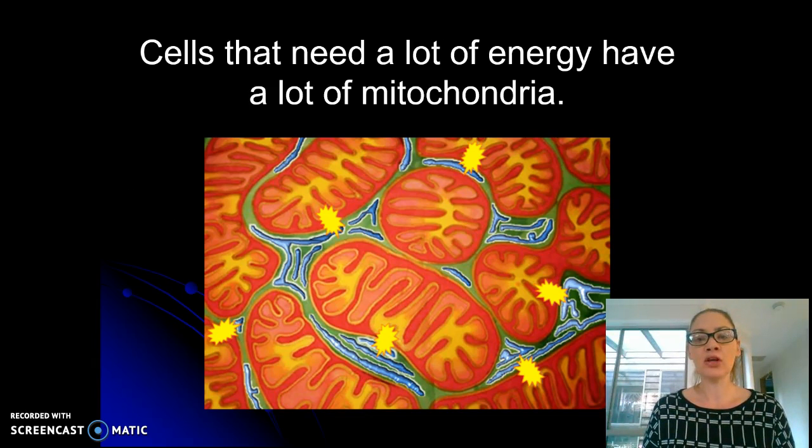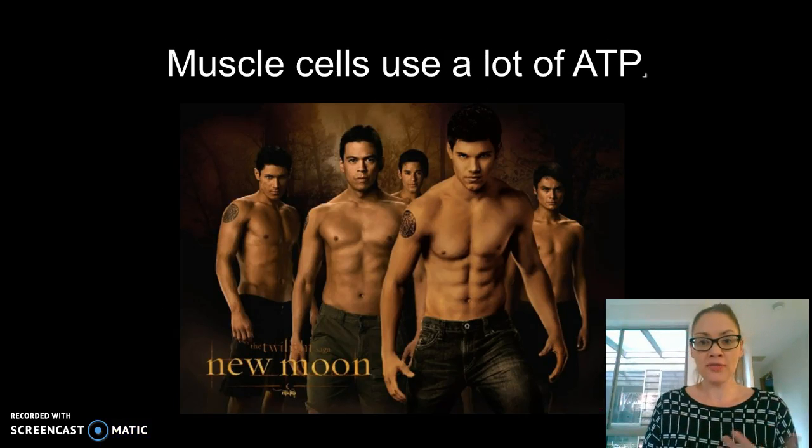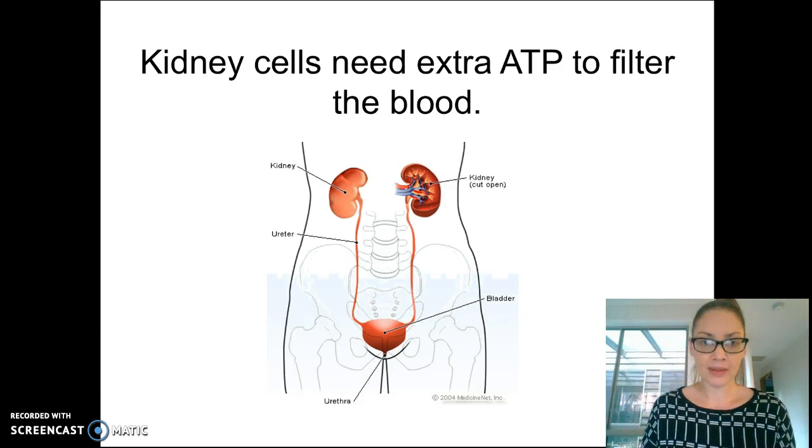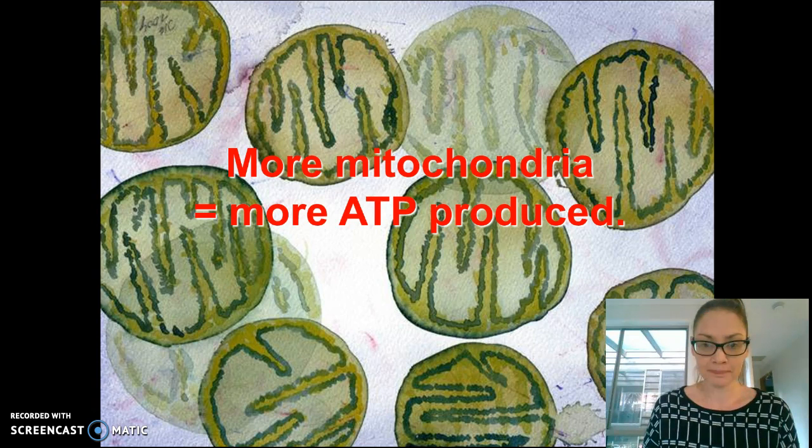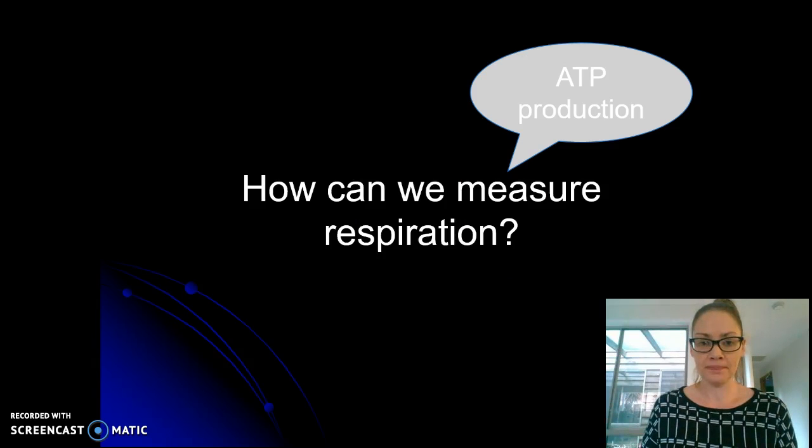So cells that need a lot of energy have a lot of mitochondria. That makes sense. If you've got lots of muscles, you have muscle cells that use lots of ATP. Kidney cells need extra ATP to filter the blood. If your blood's not cleaned, it can actually be quite toxic. More mitochondria, more ATP produced.